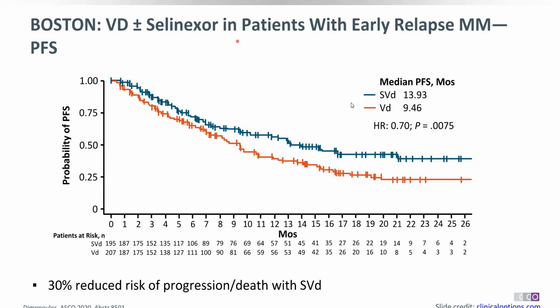Basically, in earlier studies, selinexor was used in the later stage, late relapses. But now this trial has come, which is called Boston. And in this trial, it has shown response in the early setting also, early relapse. And results are remarkably good. 13.9 months as compared to 9 months with Veldexa only. So if we give only 2 drugs, the patient is going to be on that regime for roughly 9 to 10 months, and then he is going to have progression. Therefore, there is a need for adding a third drug in early relapse. 30% reduced risk of progression or death with SVD. So this regime we can call SVD.